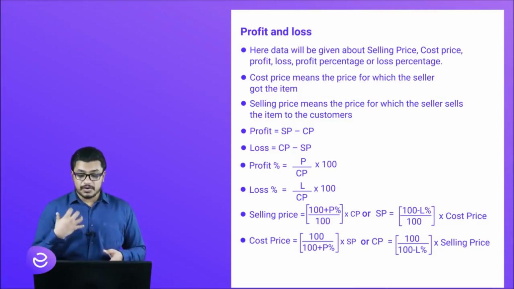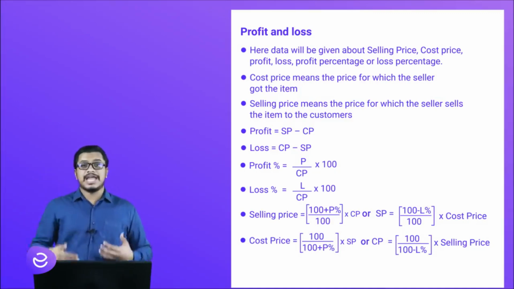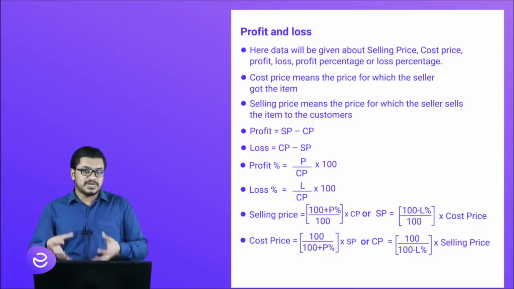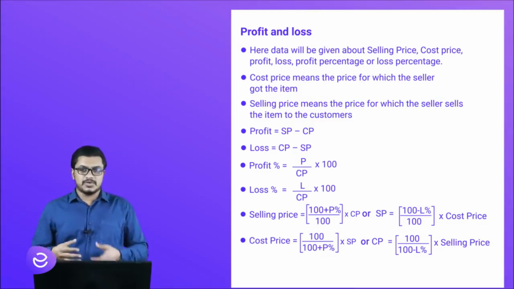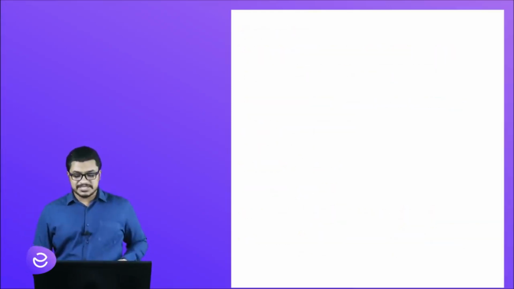And if you want to find the selling price, then the profit percentage will come in the numerator, and if you want to find the cost price, then the profit percentage and the loss percentage will come in the denominator. So you'll have to keep in mind those two equations, if there are some complicated questions. Now we'll go to some examples.